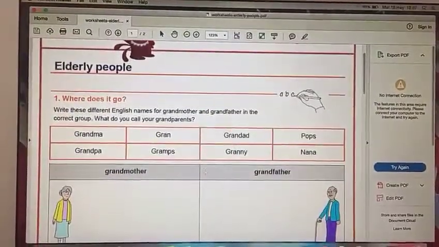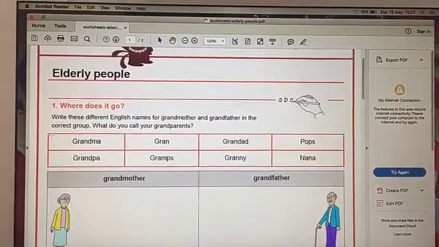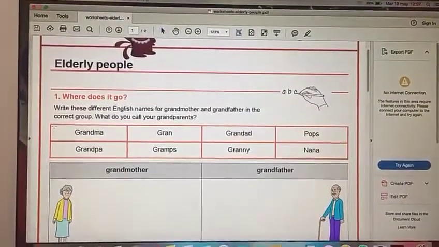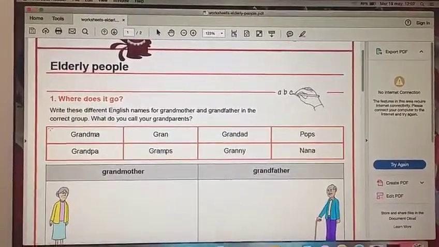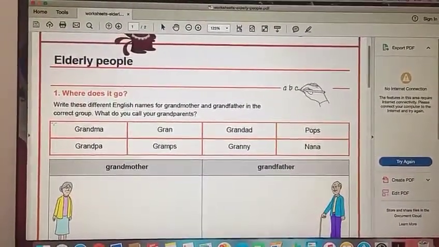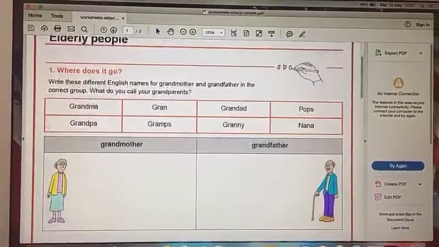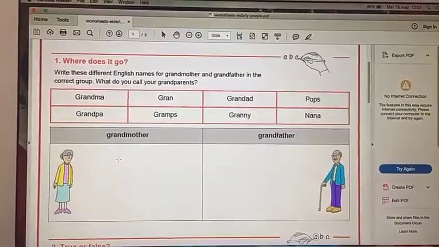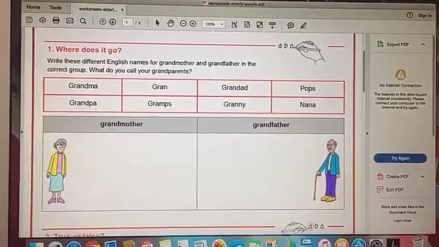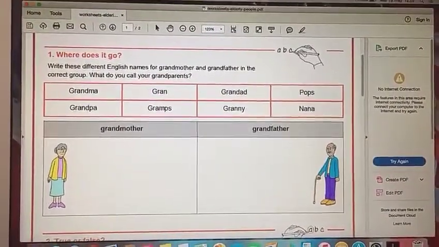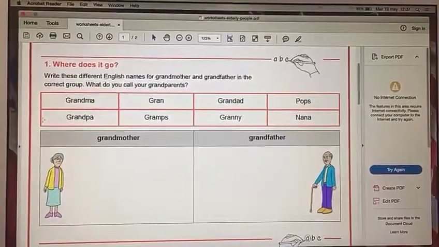Number 1, where does it go? Write these different English names for grandmother and grandfather in the correct group. What do you call your grandparents? For example, I call my grandparents Grandma and Grandpa and Nana and Grandpa. So here we have the two groups, the grandmother group here to the left and the grandfather group here to the right. Okay, so first, let's go over these words.